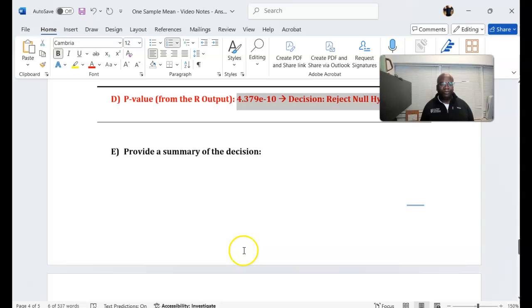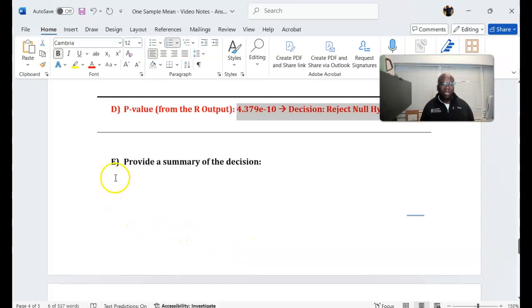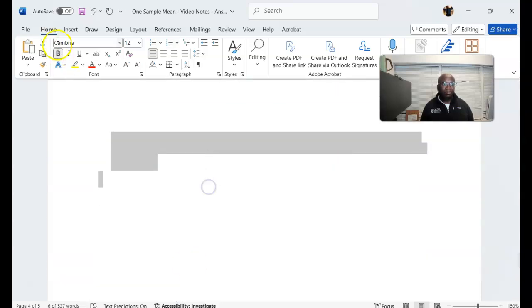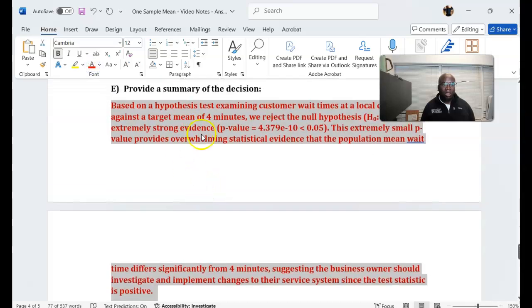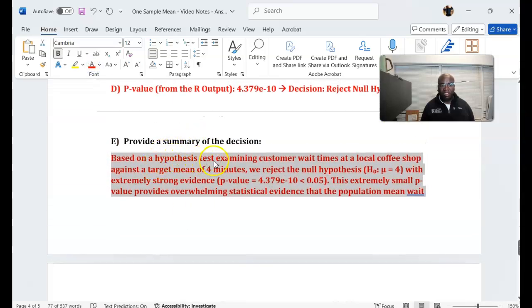Take a couple of moments and write out a summary. This is what I have for my summary. Based on a hypothesis test examining customer wait time at a local coffee shop against a target mean of 4, that's our population mean, mu, we reject the null hypothesis, mu is equal to 4, with extremely strong evidence. We have extremely strong evidence against the null.